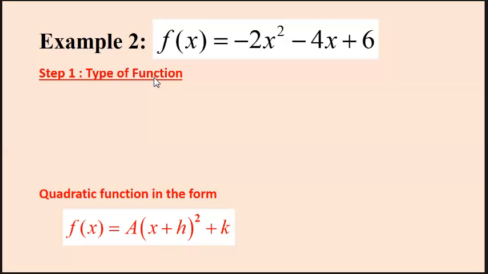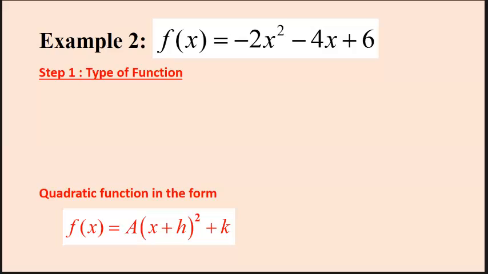Let's see another example in sketching quadratic functions. Example 2: we have the function f(x) equals negative 2x squared minus 4x plus 6, where this equation is written in general form. According to the technique, first I would like to convert this into the form f(x) equals a(x plus h) squared plus k, by using the technique of completing the square.